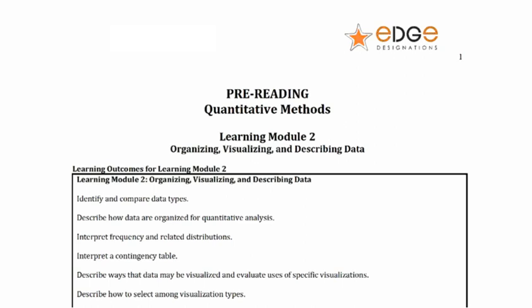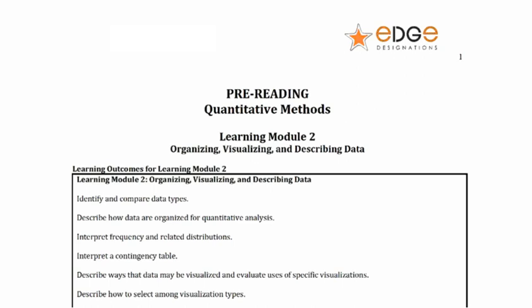CFA Level 1, pre-reading, Quantitative Methods, Learning Module 2: Organizing, Visualizing, and Describing Data. This is the second learning module in the quant section in terms of the pre-reads, and we already covered the first one, which was interest rates, present value, and future value. That was learning module 1. We now continue onwards with learning module 2, organizing, visualizing, and describing data.